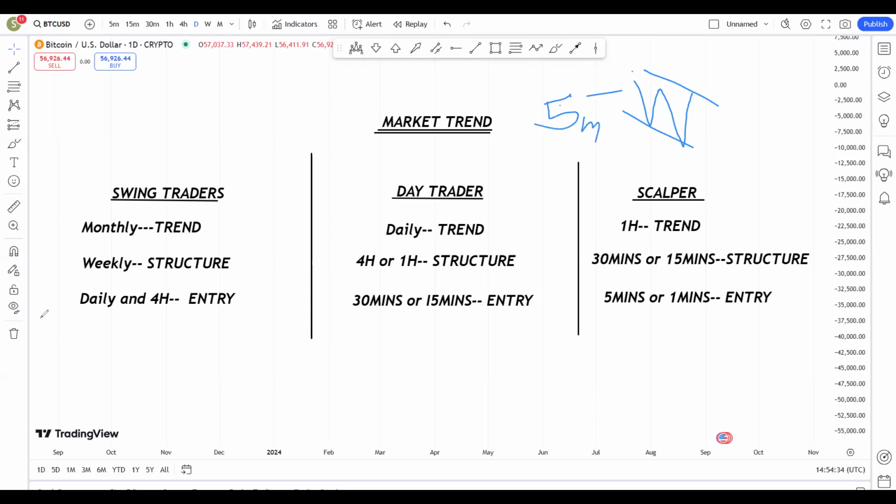This is the 5 minutes time frame structure here. And now on the 30 minutes time frame, which is the major structure time frame, this is what you are seeing on the 30 minutes time frame. You're seeing something like this on the 30 minutes time frame. And now look at this.